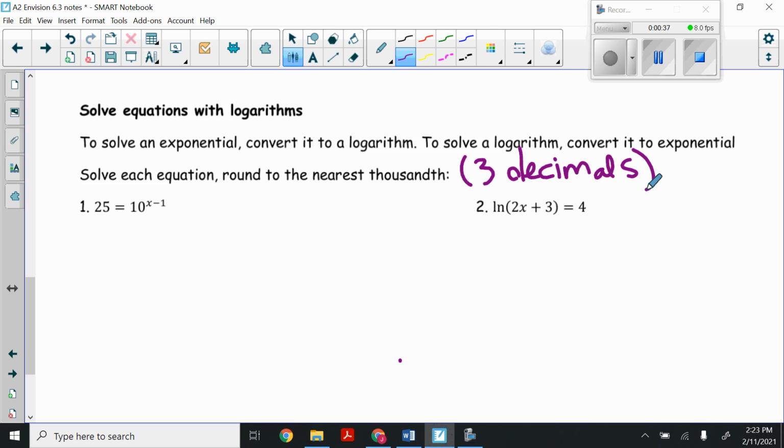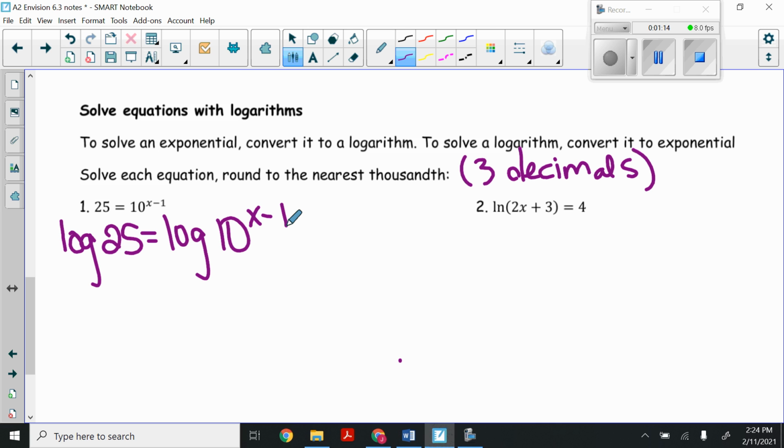So number 1 says 25 equals 10 to the x minus 1 power. This is an exponential, and it's not one that we know right off the top of our heads, where we can pick a nice whole number and plug in for an x to make this work. So if we cannot solve an exponential because it's not a nice whole number, then we need to take the log of both sides. So I'm going to take the log of 25 equals the log of 10 to the x minus 1. All we're doing is writing the word logarithm in front of both sides of the equation.